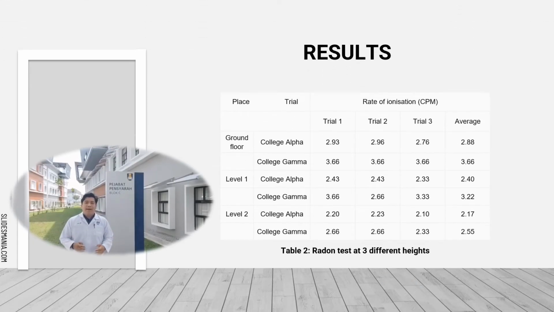Then, for part 2, the average at the ground floor of College Alpha is 2.88, at level 1 is 2.40, and at level 2 is 2.17. For College Gamma, at the ground floor is 3.66, then for level 1 is 3.22, and at level 2 is 2.25.